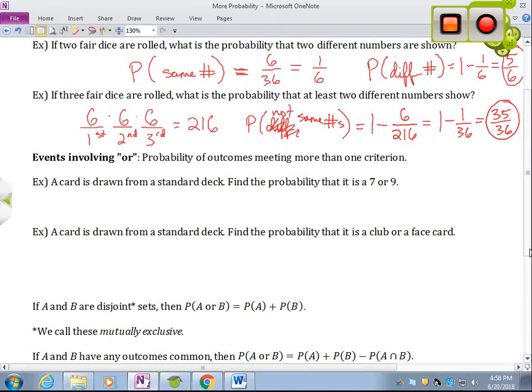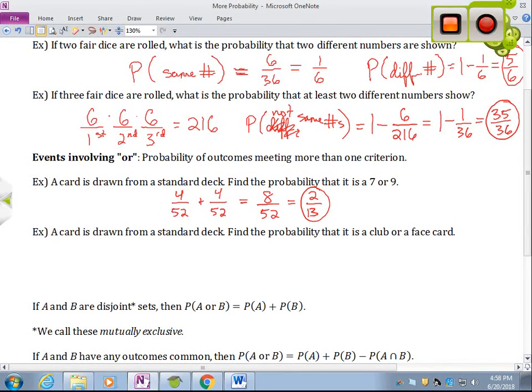Well, I know that there are 4 that are 7s. 4 out of the 52 are 7s. Okay? And there's another 4 that are 9s, one of each suit. Okay? So together, I add those and I get 8 out of 52, or I can reduce that by 4, and I get 2 out of 13. So the probability of a 7 or a 9, 13, not 3, is 2 out of 13.